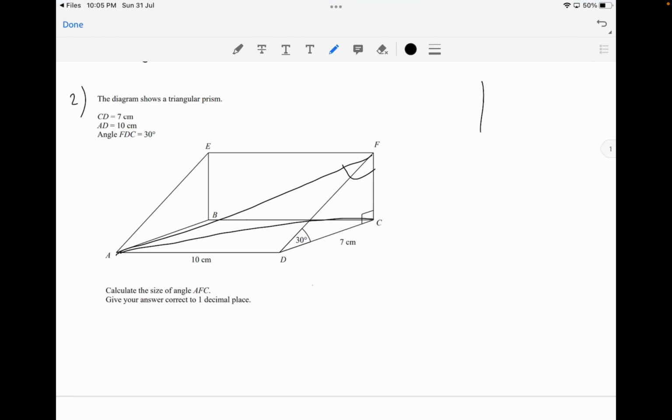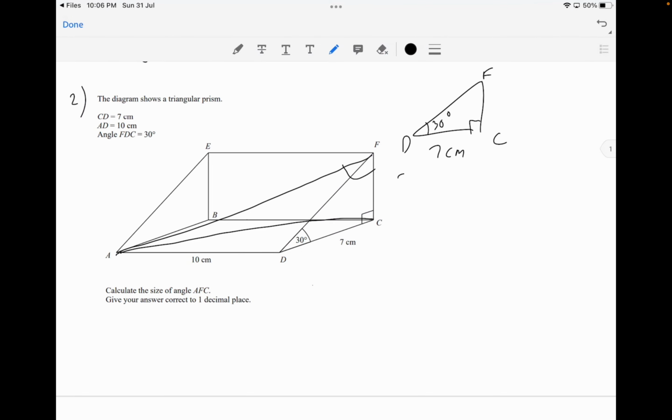So let's just say we're going to draw a right-angled triangle. In this case, it's going to be about 30 degrees. Since you know that's about 30 degrees, we know what we're going to do, right? By finding FC, we can indirectly find the angle AFC, right? So you have your triangle DFC. We know that DC is about 7 centimeters. We know that angle FDC is 30 degrees.